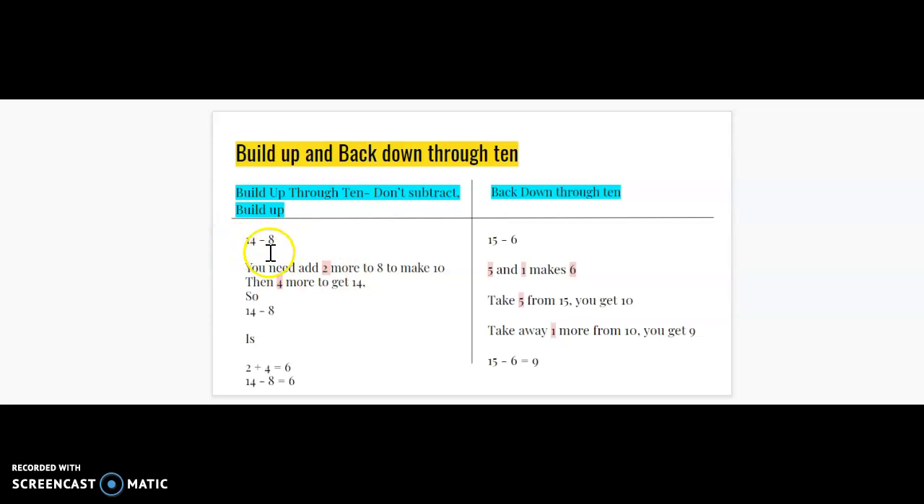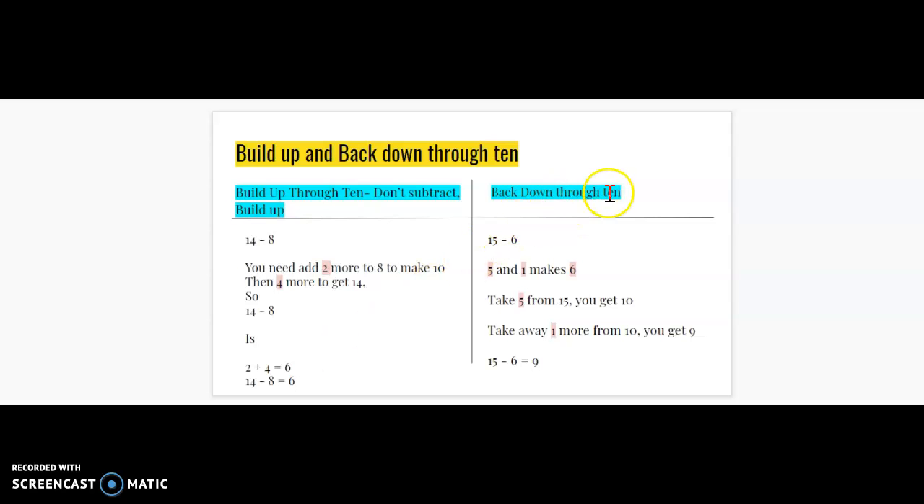Okay. And remember, think subtraction, think addition to make subtraction. So we're sort of doing that here. So we have 2 and 8, that makes 10. And then if I add 4 more to that 10 that we just created, we get 14. So we're going to think 14 minus 8 is 2 plus 4, which is 6. 14 minus 8 is 6.